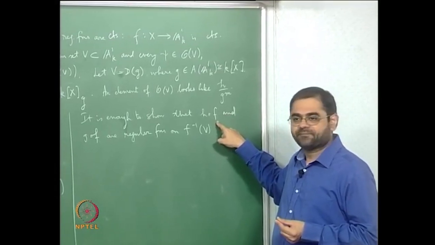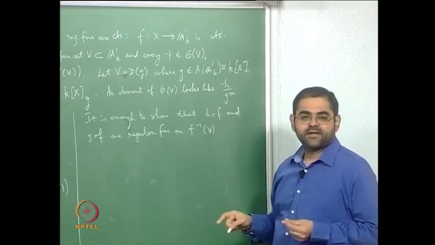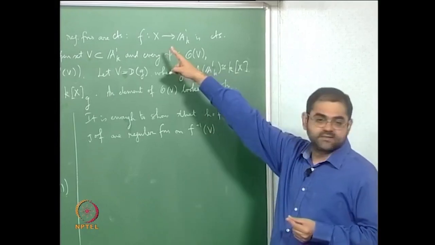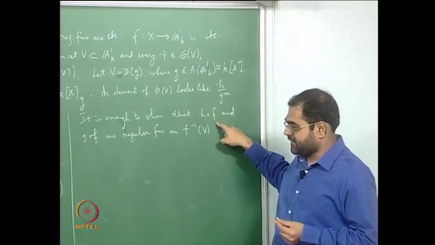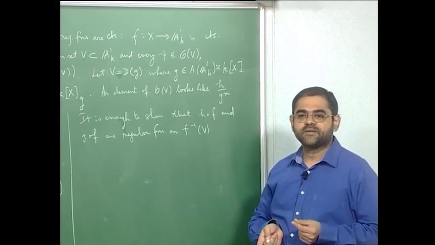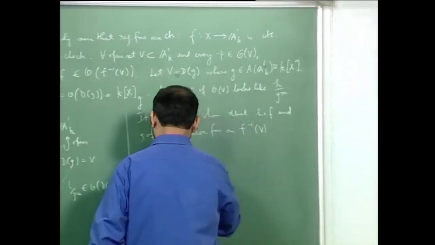Therefore, the moral of the story is that since F is locally a quotient of polynomials on X, H circle F is also locally a quotient of polynomials on X, okay. So let me write that down.